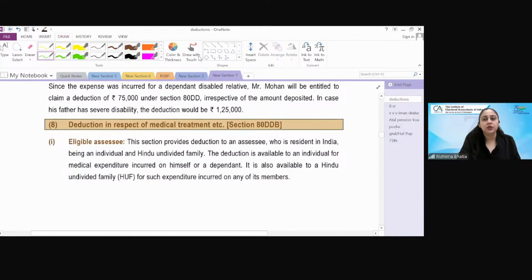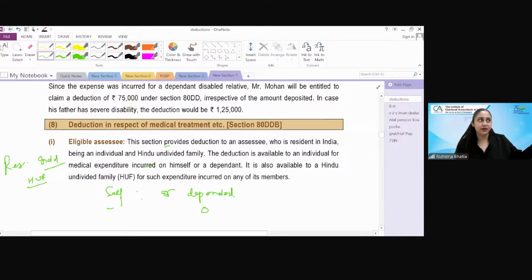Now, first of all, किसको this particular deduction is allowed? This particular deduction again is only allowed to resident individual NHF. So 80DD talks about resident individual NHF and 80DDB also talks about resident individual NHF. किसका मेडिकल ट्रीटमेंट? मेडिकल ट्रीटमेंट या तो खुद का या डिपेंडेंट पर्सन का, either of themselves or dependent relative. So 80DD has dependent disabled relatives and 80DDB also have dependent relatives.